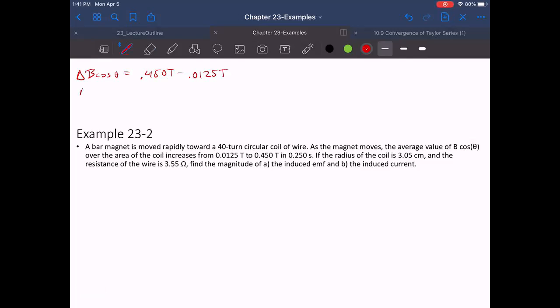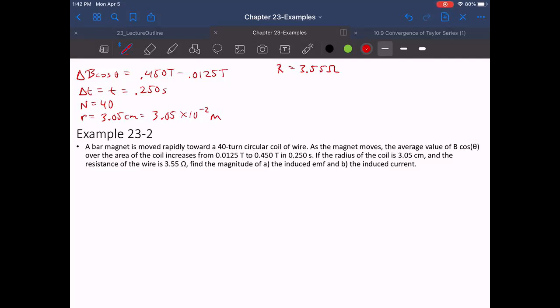They tell us delta T, which is always just T. I don't like writing delta T every time because time is always delta T, is 0.250 seconds. They tell us N equals 40. They tell us the radius is 3.05 centimeters, which is 3.05 times 10 to the negative 2 meters. And then they tell us the resistance of the wire is 3.55 ohms. And they want us to first find out the induced EMF.